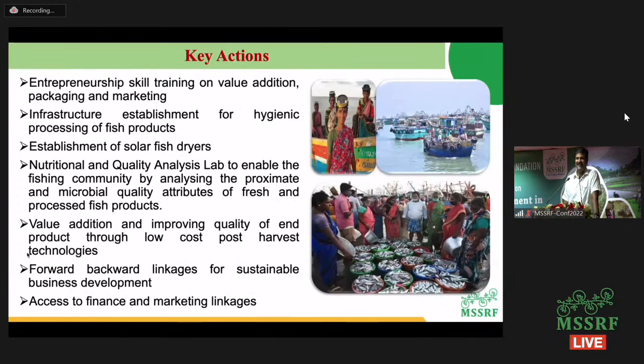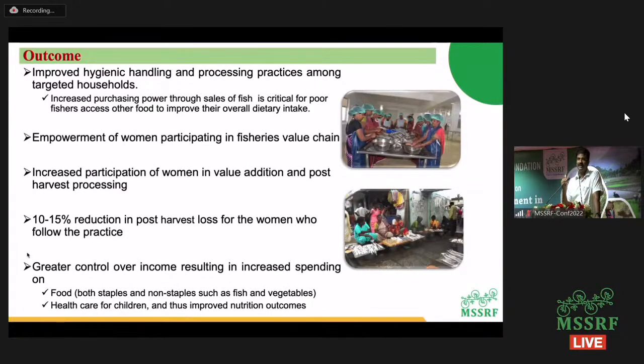Don't worry. And what we introduced is entrepreneurial kind of activities where we trained and capacitated women in that particular area. Instead of head loading the fish and selling in the market, women got trained through our centers, and now they are involved in value addition of all those fishes that they buy from the market, and their operations are more hygienic now. And it resulted in a reduction of post-harvest losses of a minimum of 10 to 15%. This is a minimum figure, and the actual one might be higher.